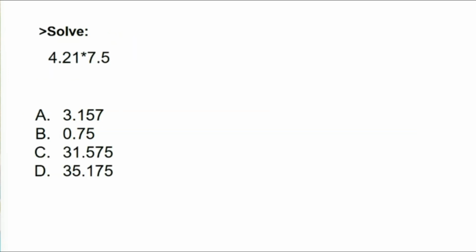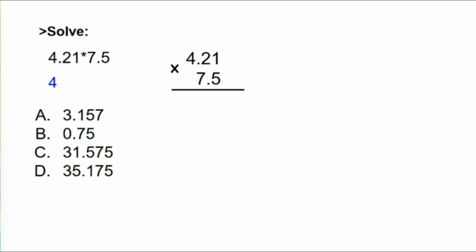In this question, we are asked to multiply 4.21 times 7.5. It can also be written like this, but a much quicker way to solve this is by rounding the decimals to the nearest ones. When we round 4.21 to the nearest ones, it becomes 4.